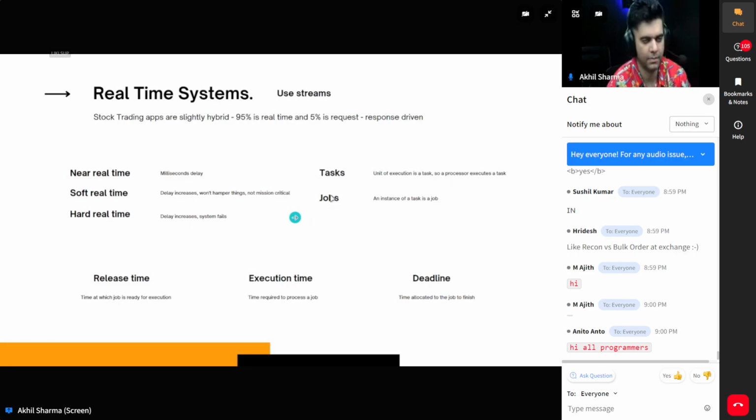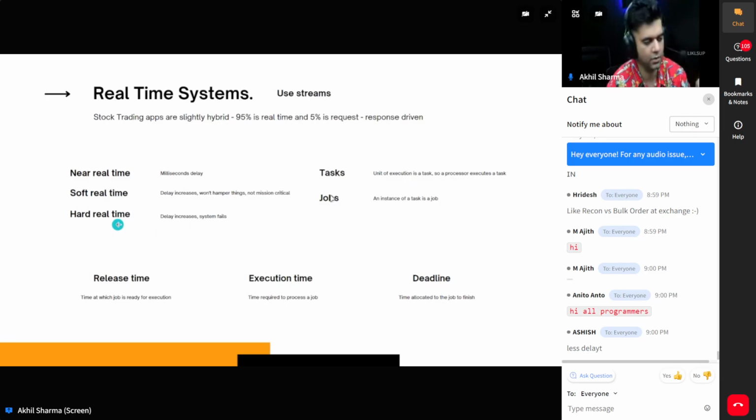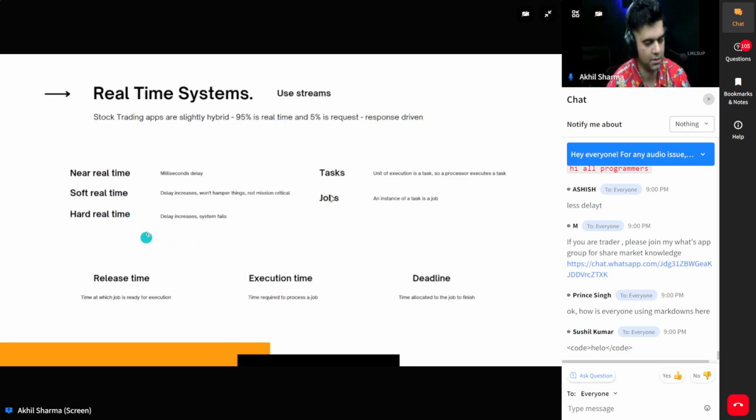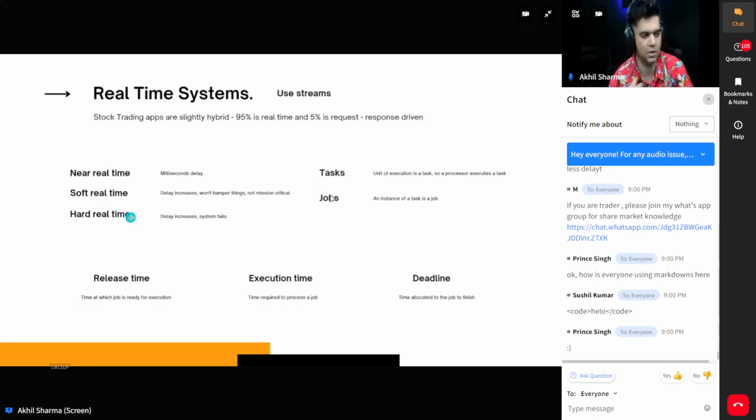Now, hard real-time systems are where you send missiles, you have to click on buttons and you send missiles. So basically, if the delay increases, then the system completely fails. So it's not a hard real-time system. That's to do with embedded systems and hardware and all that stuff. With us in the software world, we work with near real-time systems and soft real-time systems, okay?